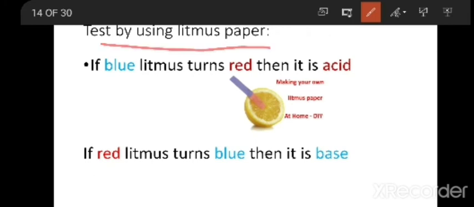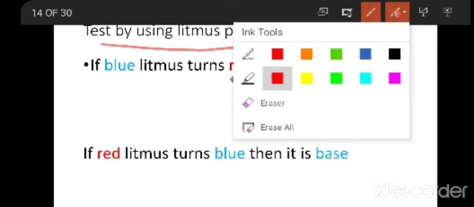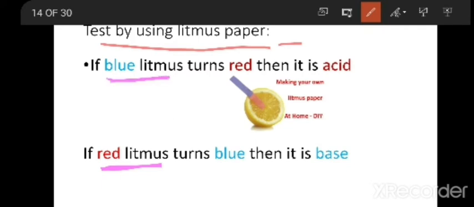Litmus paper is also a natural indicator, because litmus is prepared from algae and fungi, which are microorganisms. Already we have seen we have two types of litmus papers. One is red litmus paper and one more is blue litmus paper. First we will talk about red litmus. If red litmus turns into blue, then the solution is a basic solution. It is a base. For example, here I'll show you.